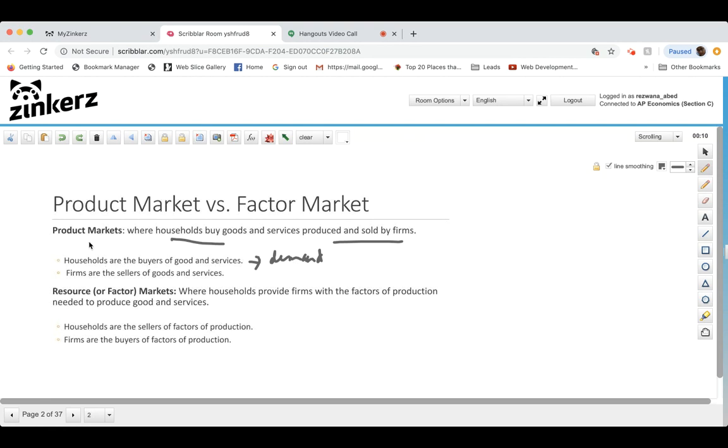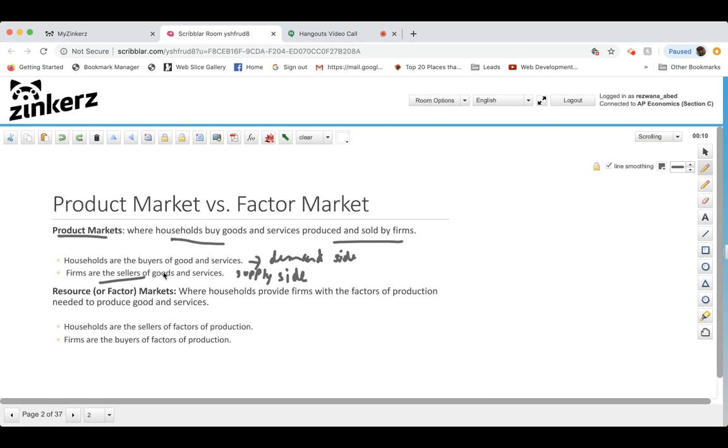We are on the demand side because we're the ones demanding the goods and services. So in product markets, households are on the demand side. And firms are the sellers, so they are on the supply side. They're the ones making these goods and services available to us for sale. Are you with me so far? Okay, so now let's talk about how resource markets or factor markets are different.